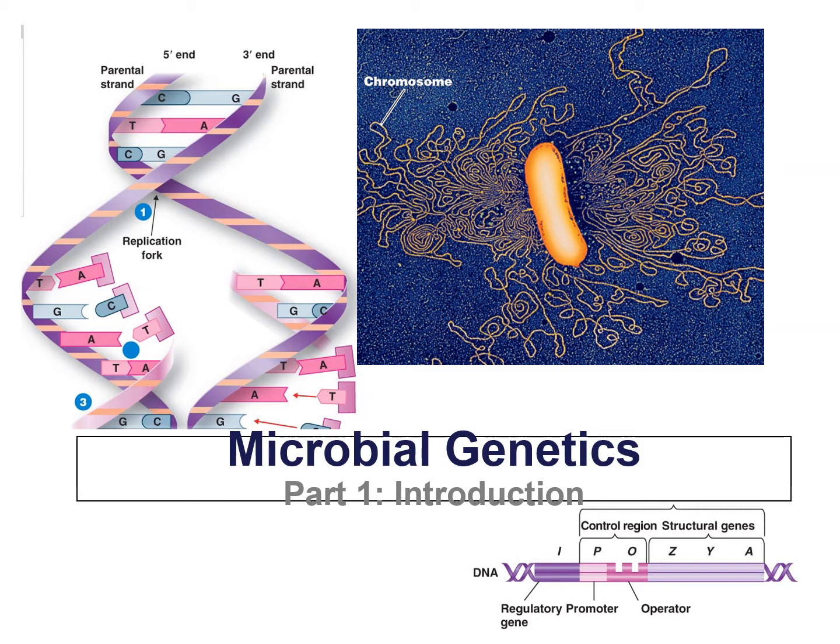I'm sure you already know that the sum of what an organism is, its physical characteristics, metabolism, reproduction, and evolution, are all encoded in its genes. The same is true for microorganisms. In this chapter, we'll spend a little time comparing prokaryotic genetics to eukaryotic genetics, and then we'll talk about how prokaryotic genetics are different from those of the eukaryotes.